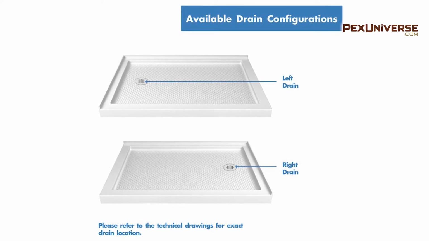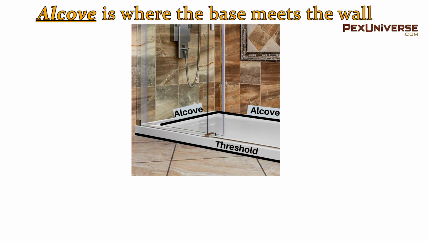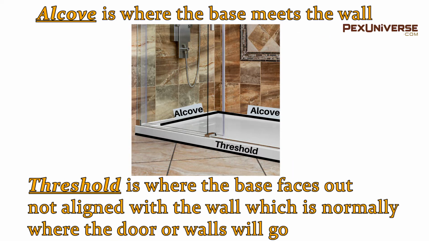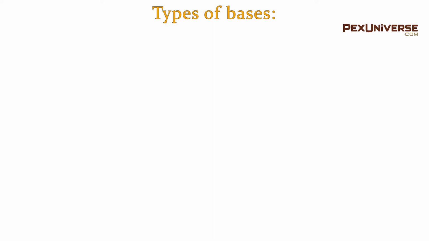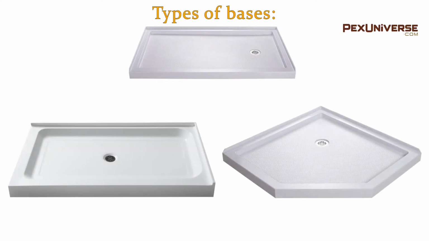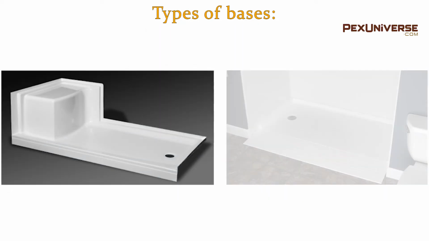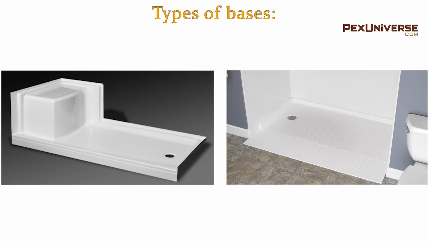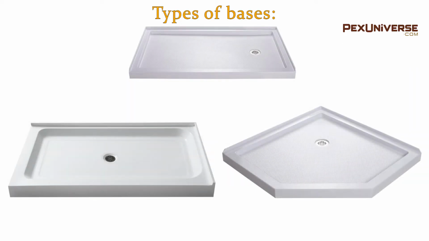Just a couple vocabulary terms to get straight so there's no confusion. An alcove is where the base meets the wall, and a threshold is where the base faces out, not aligned with the wall, which is normally where the doors or walls will go. There's three types of bases: single threshold, double threshold, and neo-angle bases. There are some other kinds like a bathtub conversion shower base or ADA compliant bases to allow handicap access, but generally speaking, the first three are the most commonly used.